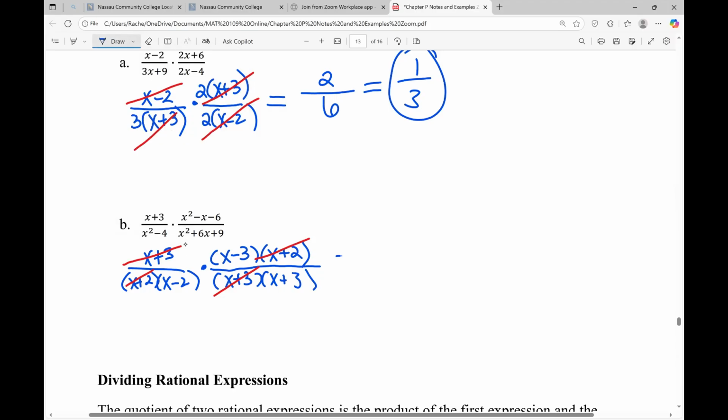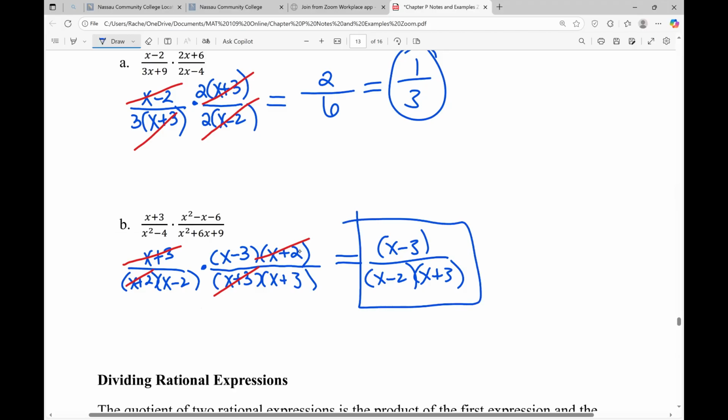So what do we have left, right? In the numerator, all I have is x minus 3. And then in the denominator, I have an x minus 2. And remember, we're multiplying, so that's going to be x minus 2 times x plus 3. Remember, when we multiply fractions, we multiply across the numerators, we multiply across the denominators, and we end up with a single expression. So we're going to have x minus 3 divided by x minus 2 times x plus 3.